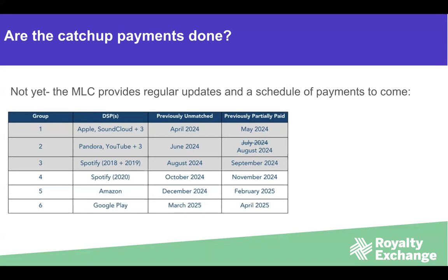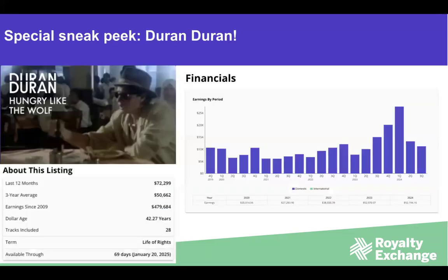Now, we do have one kind of surprise for you all. We're doing an early announcement on an asset that's going live later today. It's a really, really high quality asset. It is the royalties to Hungry Like the Wolf by Duran Duran. So this full listing is going live today. It's just the US domestic royalties. But it's a 40-year-old catalog. It's a song that pretty much everyone and their mother knows.